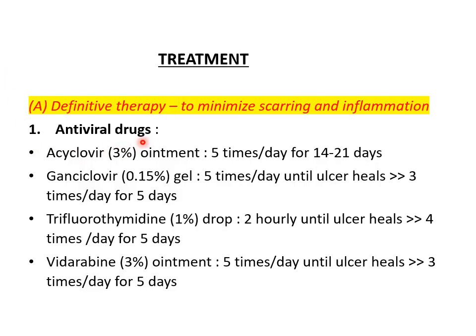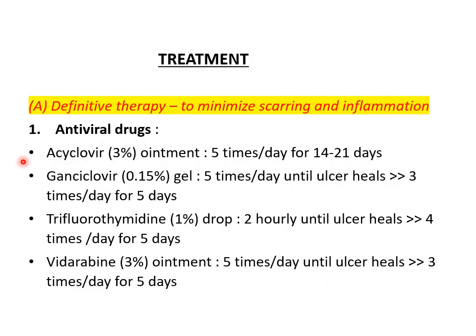So we give topical antiviral drugs. Acyclovir 3% ointment, you have to know the concentration of the ointment and the duration. You cannot forget this. Acyclovir is 5 times a day. Ganciclovir 0.15% is in the form of a gel. It is also 5 times a day until the ulcer heals, and then 3 times a day for 5 days. Trifluorothymidine drops 2 hourly until the ulcer heals, with vidarabine ointment.